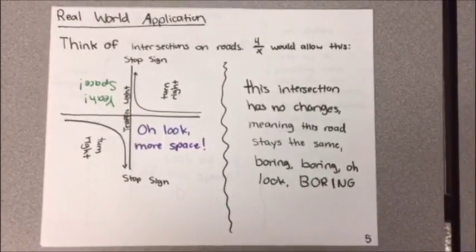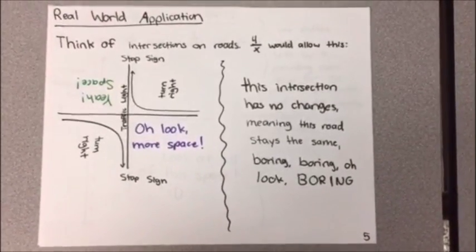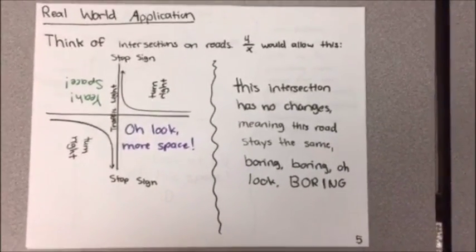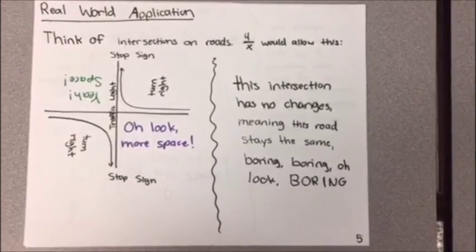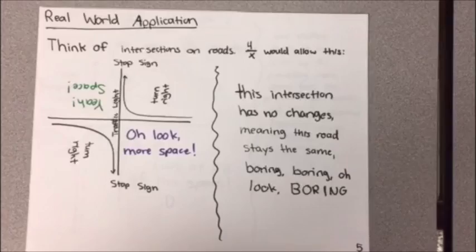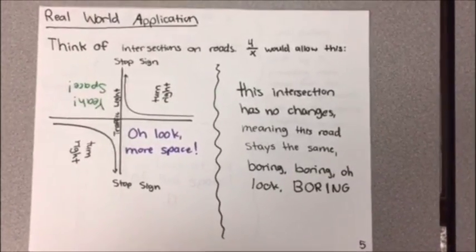Real world application. This is the intersection of roads. The graph 4 over x would allow this kind of layout. This intersection has no changes whatsoever. This road stays the same. It's boring. Whoop-de-doo, you're going to get to your destination on time. It's not going to change anything.